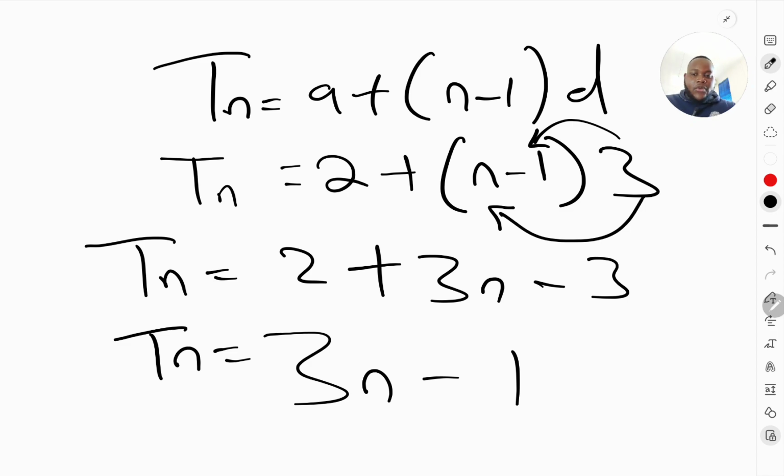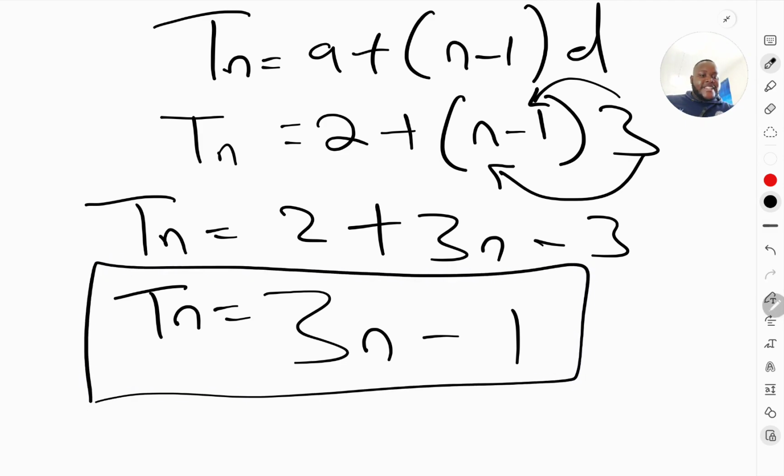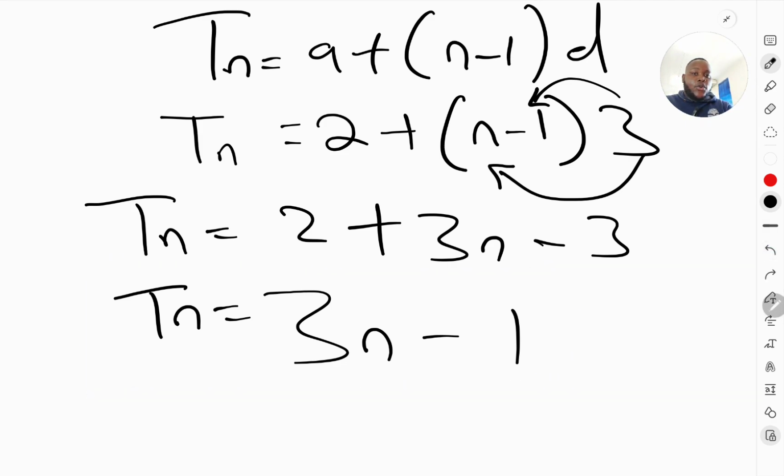So now I can confirm, right? If I substitute 1 here on my n, am I going to get the first term, which is 2? So it's going to be 3 multiplied by 1, which is 3 minus 1, giving us 2. If I'm looking for the second term, I'll substitute 2 here on my n. So it's going to be 3 multiplied by 2, which is 6 minus 1, which gives us 5. If I'm looking for the third term, I'll substitute 3 here. So I'll have 3 multiplied by 3, which is 9 minus 1, giving us 8. So now I can see that this particular general term works for my given sequence, right?